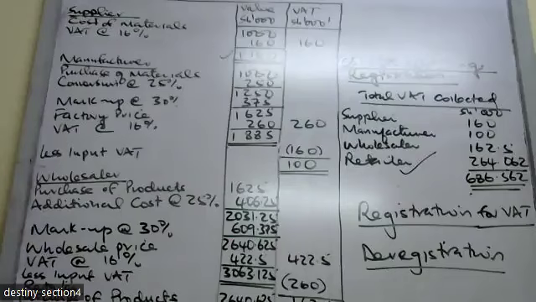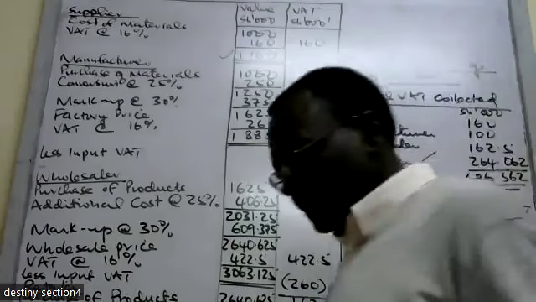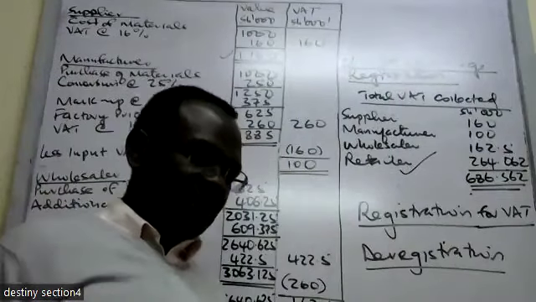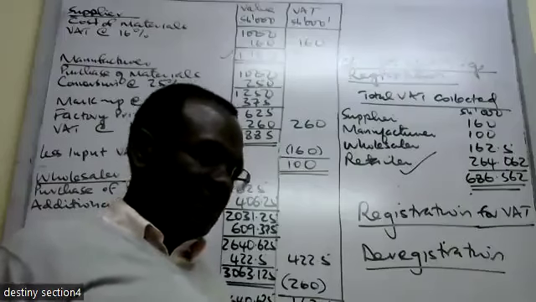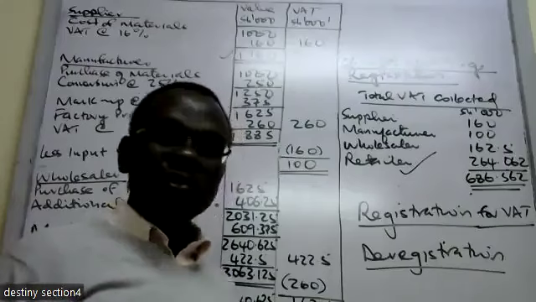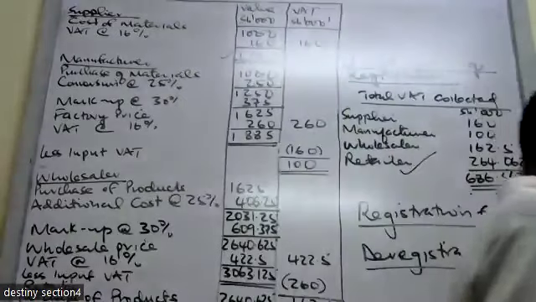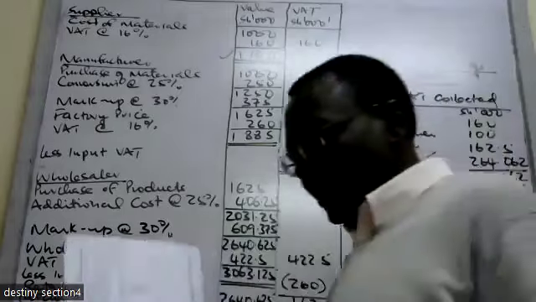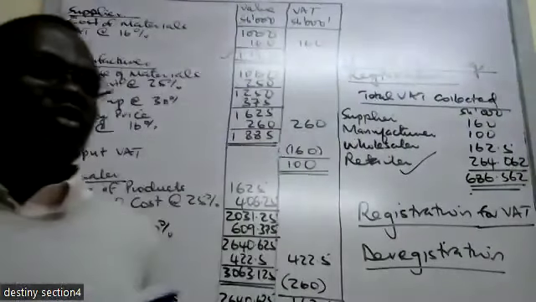C, where premises that were used for the business cease to be so used. D, the business or trading name is changed.